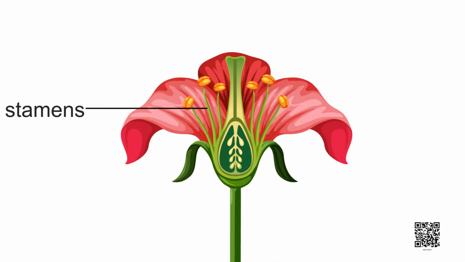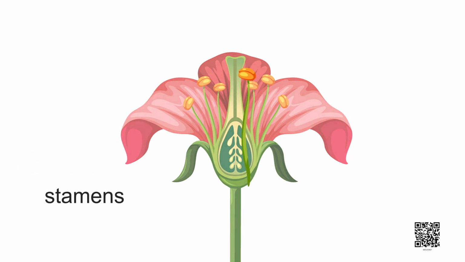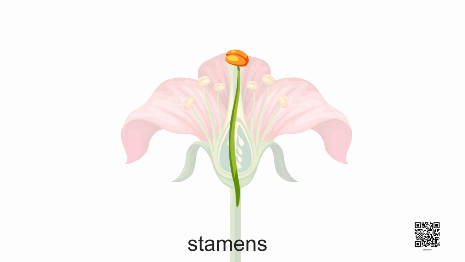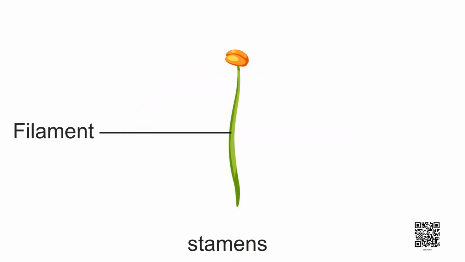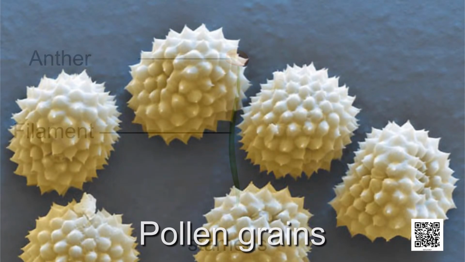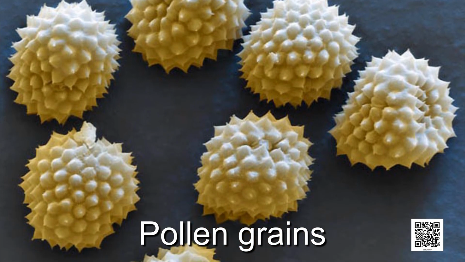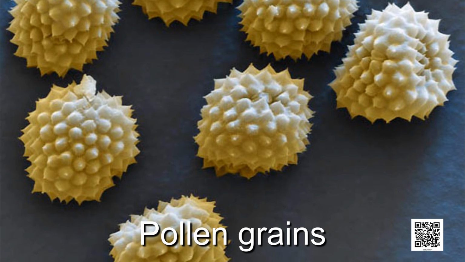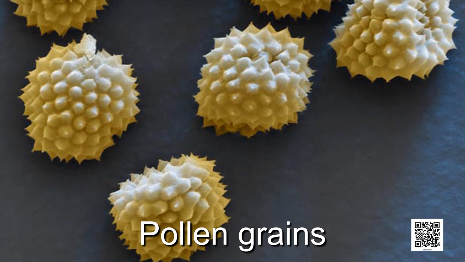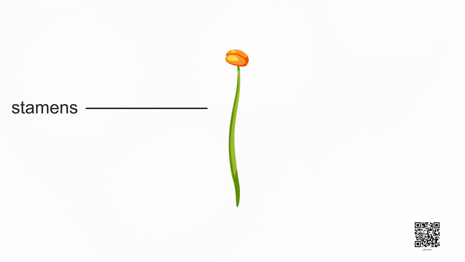Stamen. Stamen is the male reproductive part of a flower. It has two main parts, filament and anther. Anther contains pollen grains which are very tiny and appear as pollen dust. Some flowers may have one stamen, whereas some flowers may have more than one stamen.